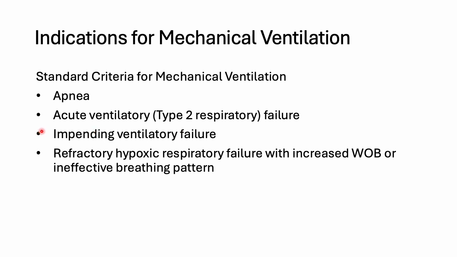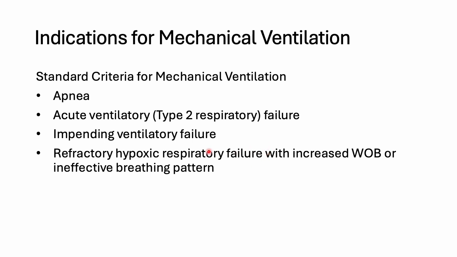The third one is impending ventilatory failure. This criterion essentially means, do we need to wait for the person to be in true type 2 respiratory failure before we implement mechanical ventilation, when we know that the patient is going to go into acute type 2 respiratory failure? The answer is no. If we know the patient has impending type 2 respiratory failure or ventilatory failure, then that is a good reason to put the patient on mechanical ventilation.